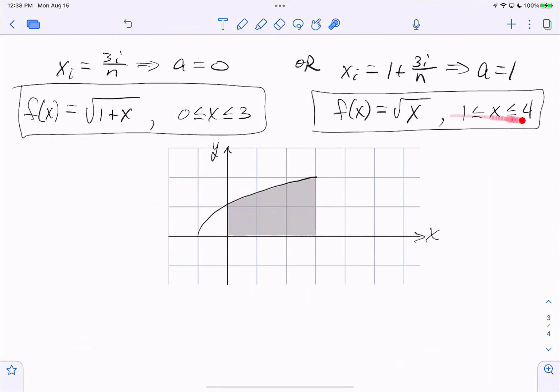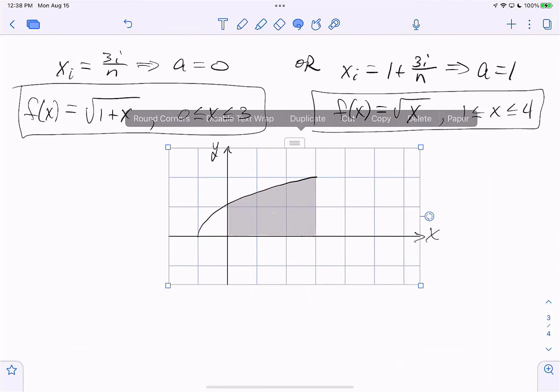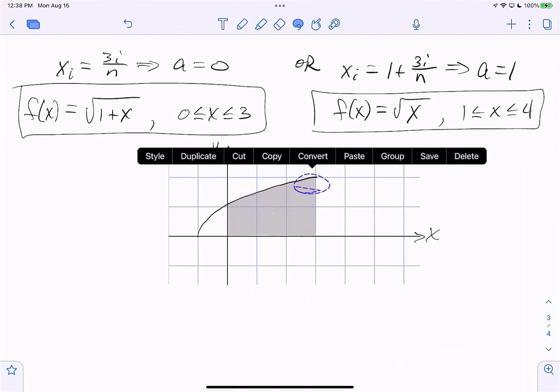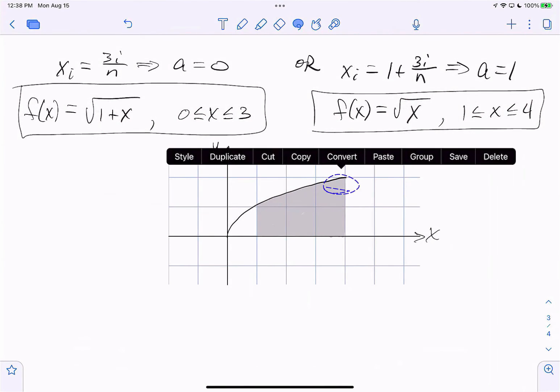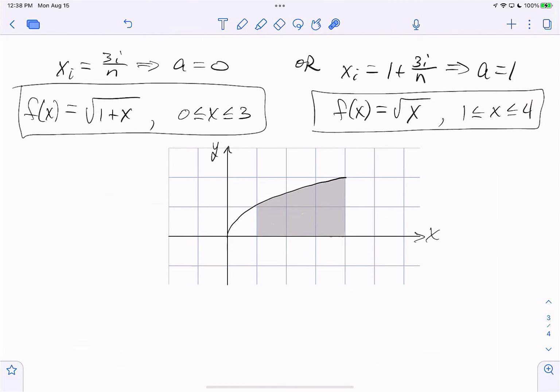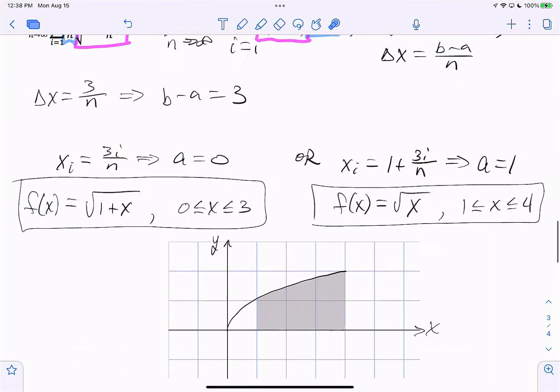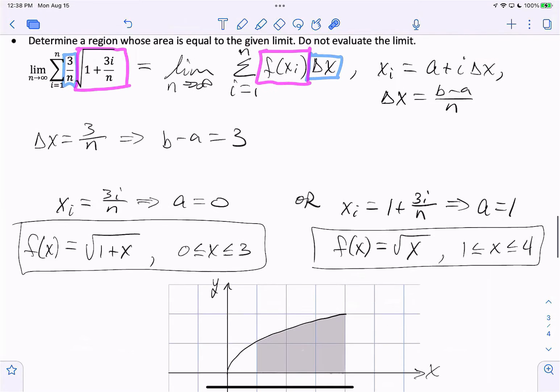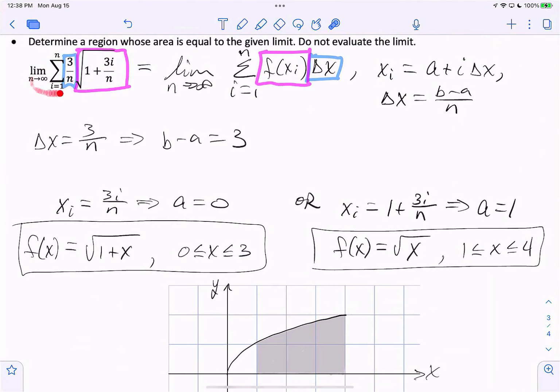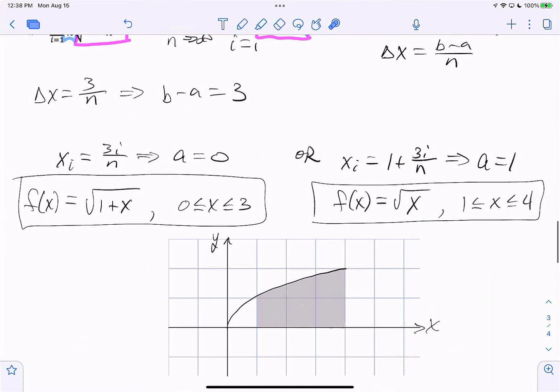If we're looking at this other case, the region goes from 1 to 4, but we have a square root function that hasn't been shifted. And so that picture looks like this. And it doesn't matter if I shift left and right, it's the same region. The thing we have to decide is, given an expression like this, what's f of x? And then looking at f of x, deciding, well, then what's x sub i? We aren't going to do a whole lot of this.